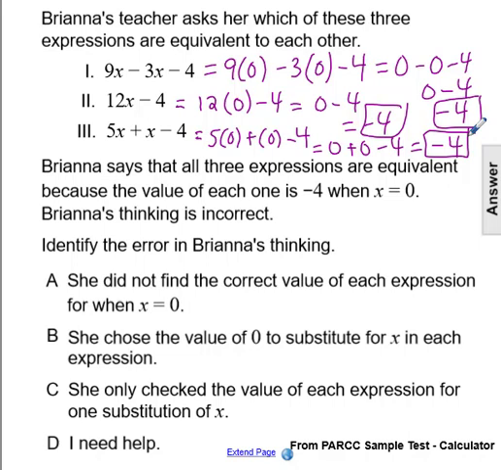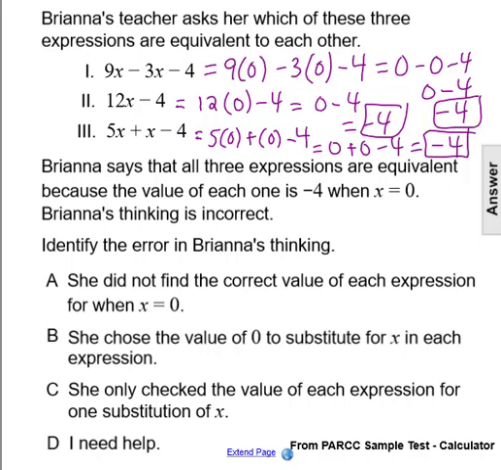Now, option B says that she chose the value of 0 to substitute for x in each expression. That was her mistake. Well, if we're trying to see if the expressions are equivalent, when we made that substitution x equals 0 into each expression, we did get the same value for all three expressions. That does show that all three expressions are equivalent when x equals 0. So x equals 0 was a great value to substitute in for x because it does show that equivalence. It supports her argument. So that's not an error in her thinking.